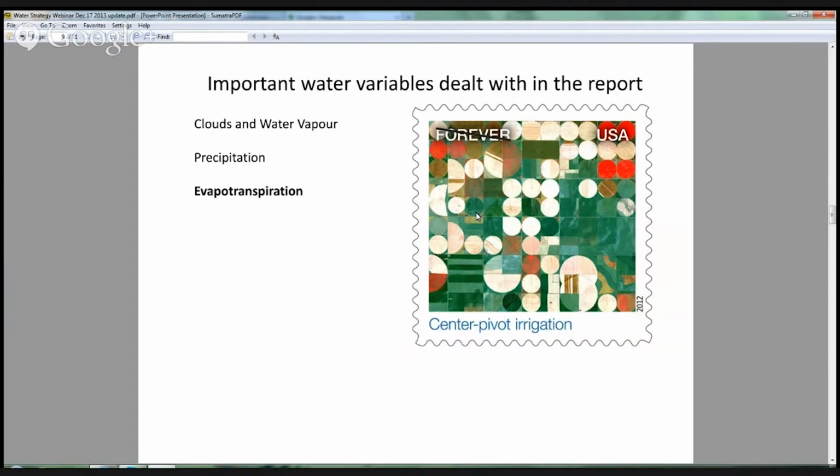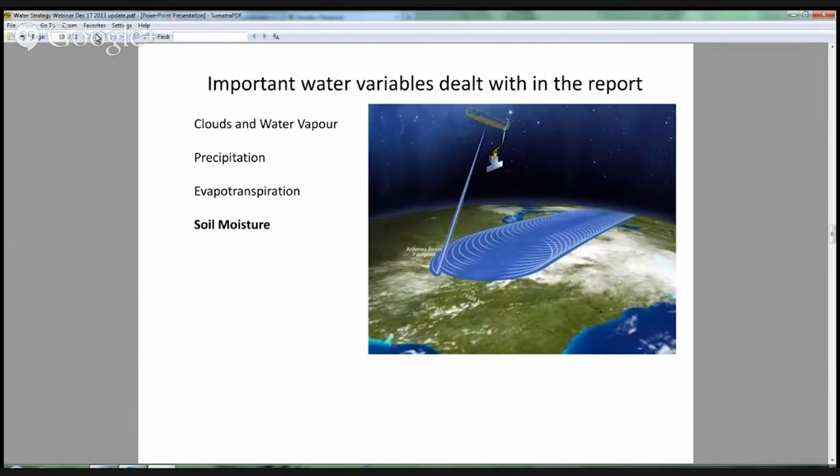Evapotranspiration is another variable that is dealt with in the strategy, particularly as it relates to being able to advise on the use of water that's been allocated for irrigation purposes. The land surface temperatures that are measured by satellites like Landsat 8 are used to generate maps of evapotranspiration, and these in turn can infer just how much water has been applied to crops, particularly during drought periods.